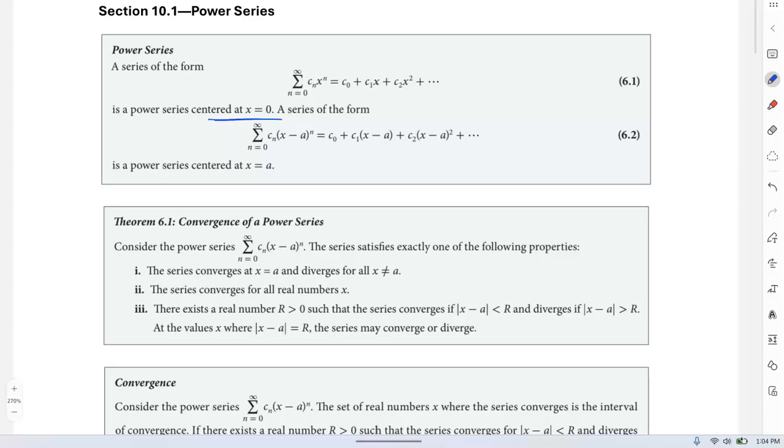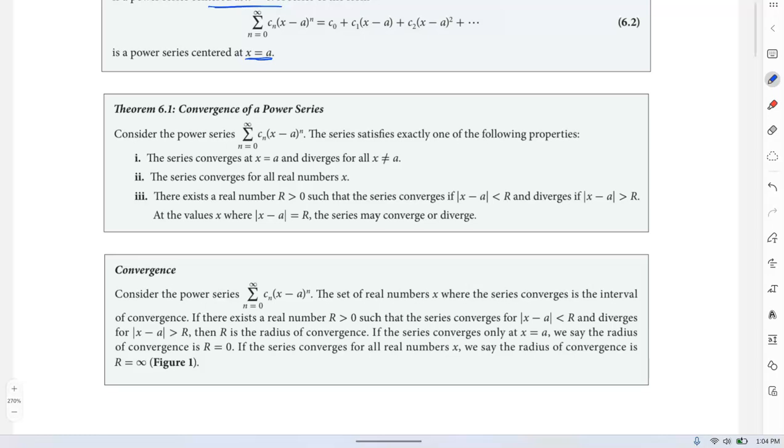Now, if we do a transformation, instead of being centered at 0, if I want to center it at x equals a, I can replace that x with x minus a to force it to be centered somewhere else. So this is the sum from n equals 0 to infinity of c sub n times x minus a to the n. If I plug in 0, I'm going to get c naught. If I plug in 1, I'm going to get c sub 1 times x minus a to the first. If I plug in 2, I'm going to get c sub 2 times x minus a squared, and so on. So again, it's an infinite polynomial. It's just centered at a different place.